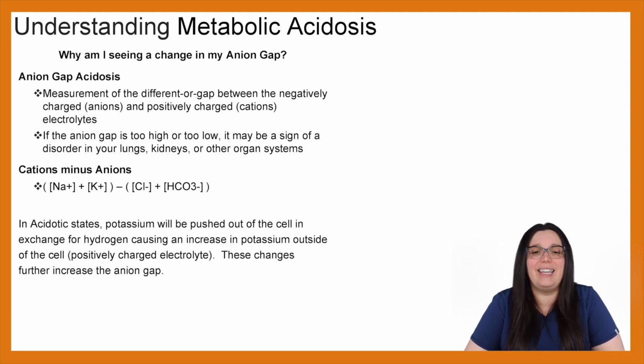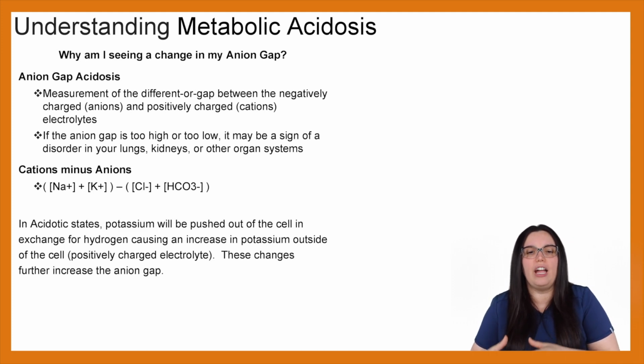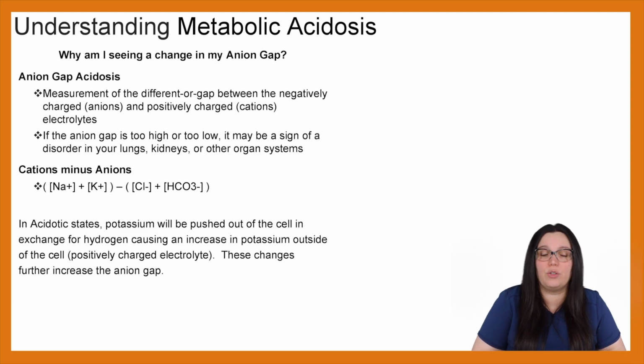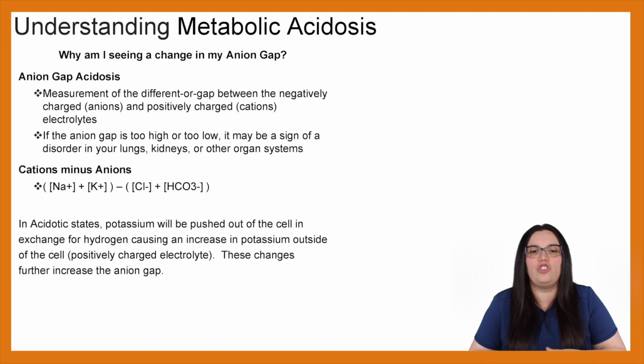So in an acidic state, potassium will be pushed out of the cells in exchange for hydrogen, causing an increase in potassium outside of the cell. So we're going to have more positively charged electrolytes, right? So these changes are going to further increase our anion gap.